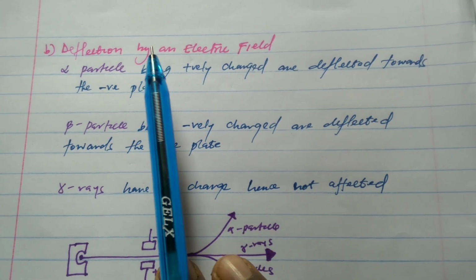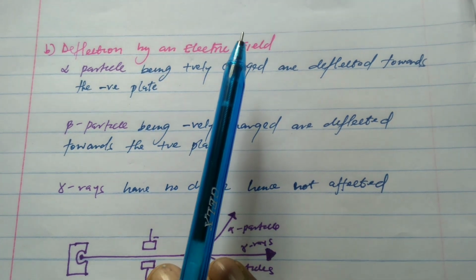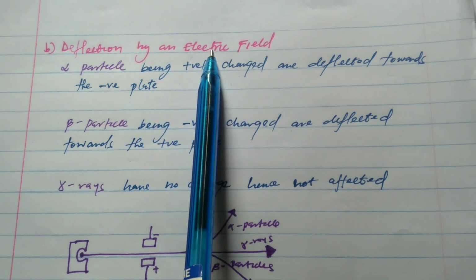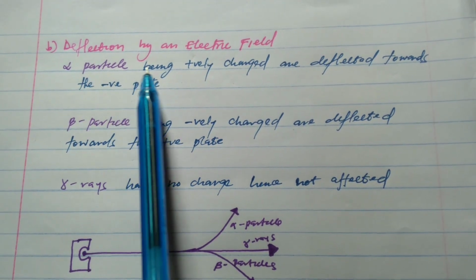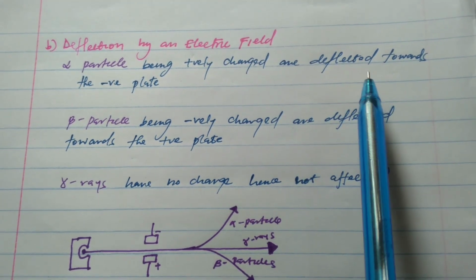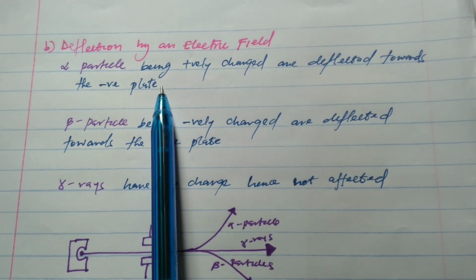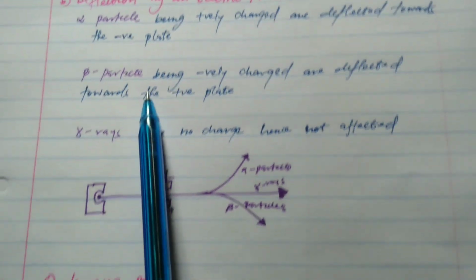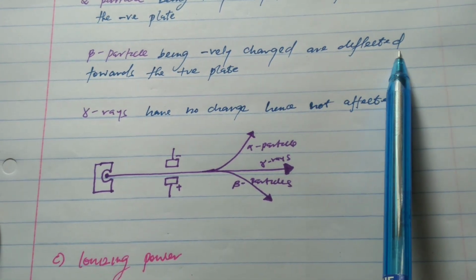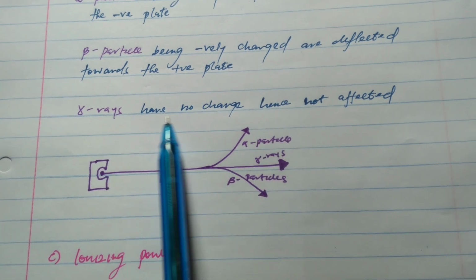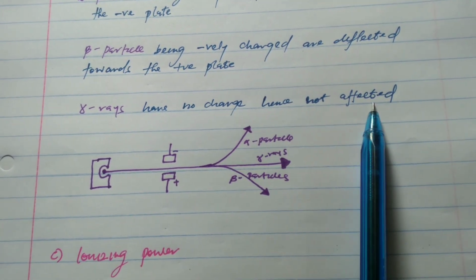Number 2 as a property of radiation is deflection by an electric field. Alpha particles, being positively charged, are deflected towards the negative plate, and beta particles, being negatively charged, are deflected towards the positive plate. Gamma rays have no charge, hence they are not deflected.